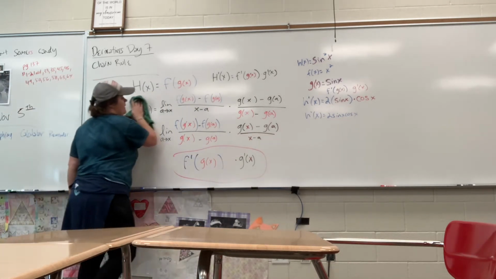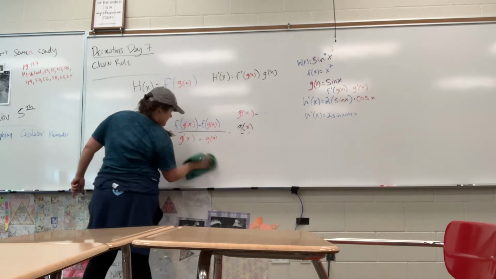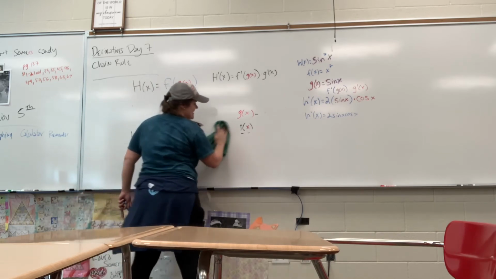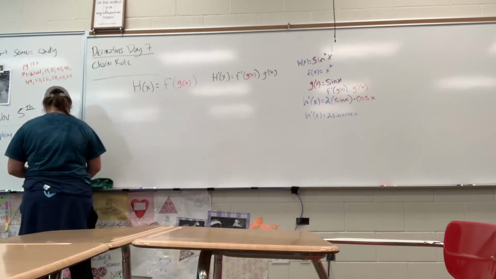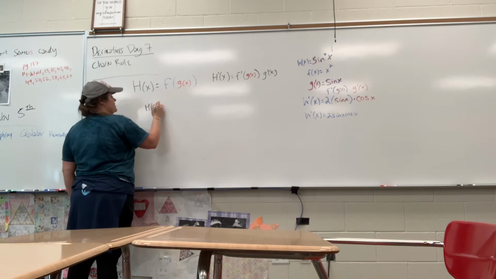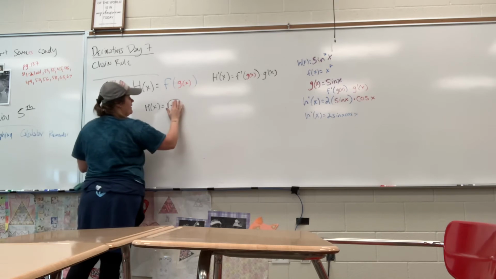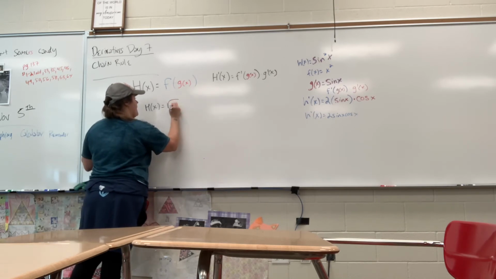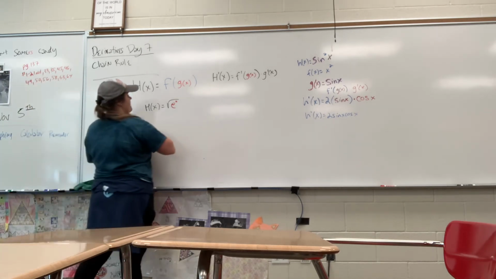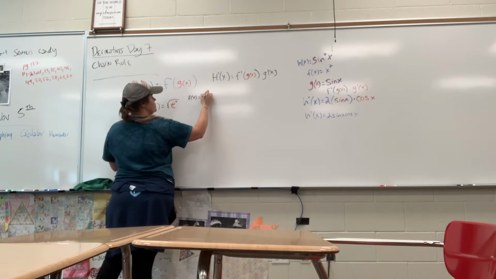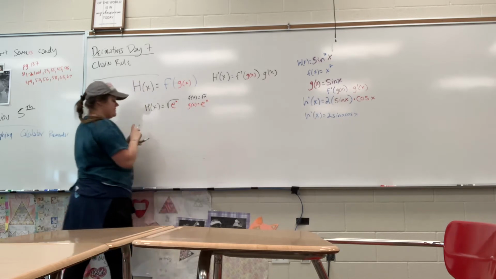Okay, next one. I want to do another example from ones we did earlier where you already had deconstructed the function. H of x was, did we do square root of e to the x? Right? Remember my f of x was the square root of x, and my g of x was e to the x. My inside function was e to the x.